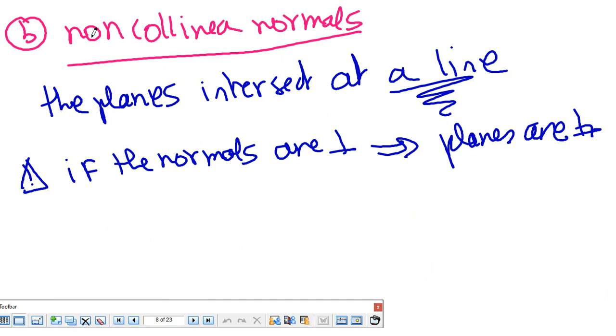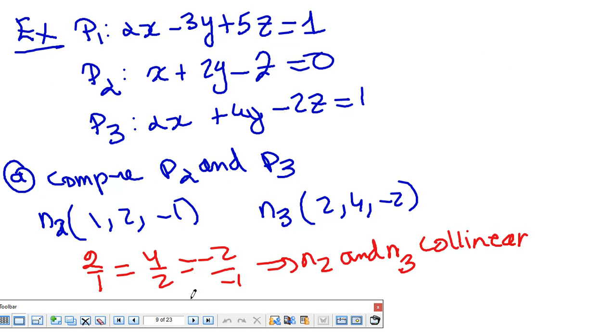And if the normal vectors are non-collinear, it means the planes intersect. And what is the intersection of two planes? We know that the intersection of two planes is always a line. Now, a remark: if the normals are perpendicular, it means the planes are perpendicular, because this is the first plane, this is its normal. The other normal is like this, the plane is like this, so the two planes are perpendicular. Let's do an example, guys.